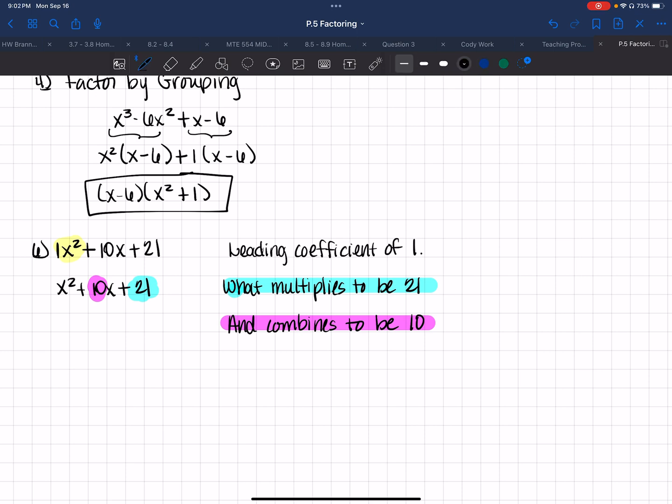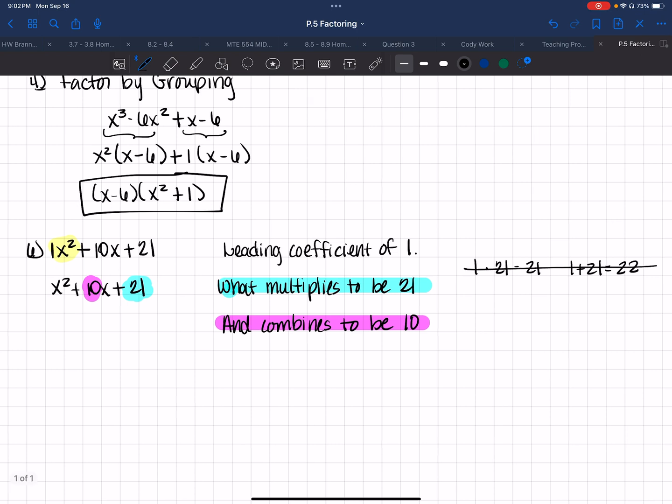So I need to multiply. I'm looking for the factors of 21. Well, let's think about it. We've got 1 times 21, and that equals 21. But what does 1 plus 21 equal? Well, that's 22. So that's going to be out.